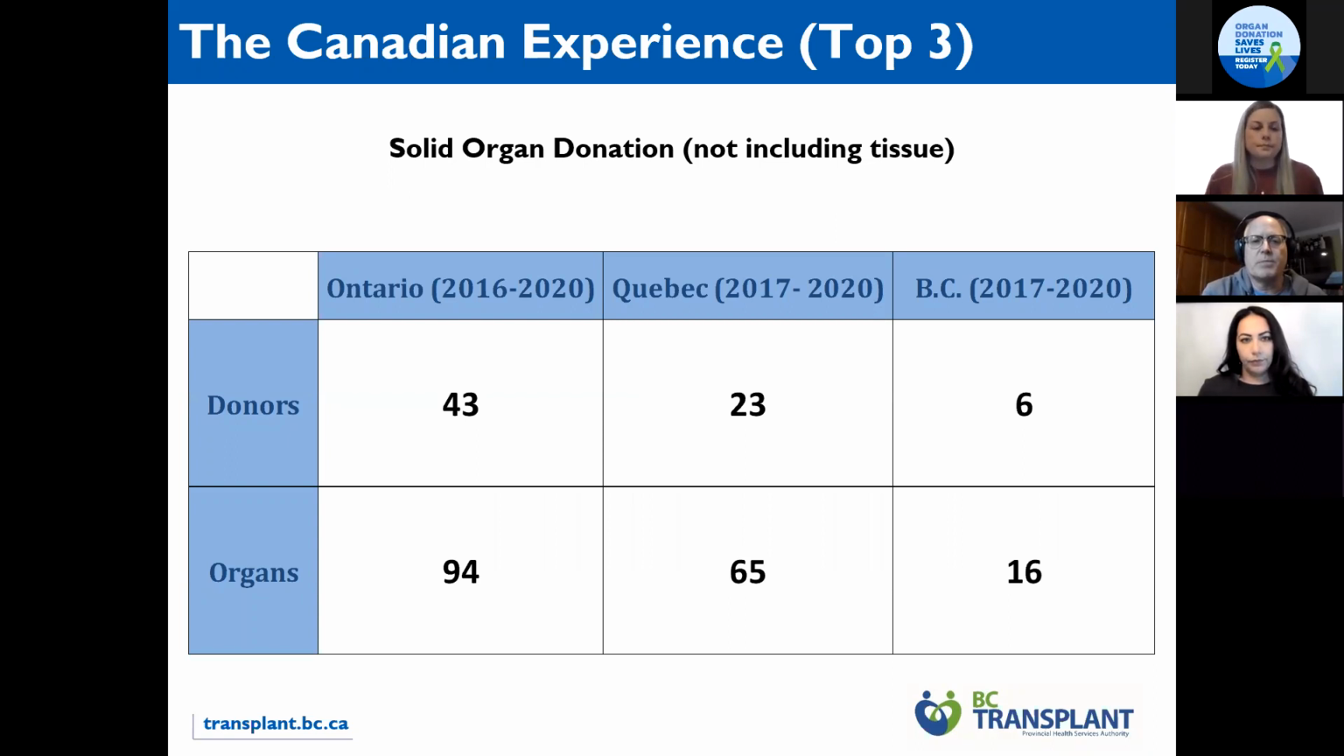Ontario is by far ahead as far as number of donors. Of course, it's also a much larger province. Over this time, they had 43 donors, Quebec 23, and British Columbia 6. And you can see the number of organs that have come from this, and these are all life-saving events for these patients.